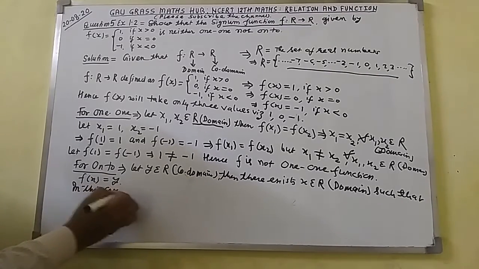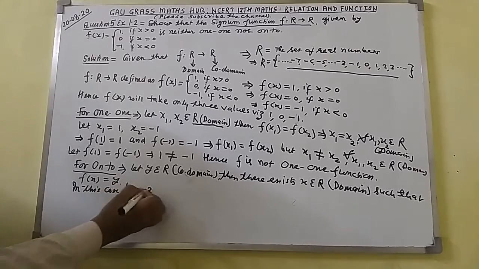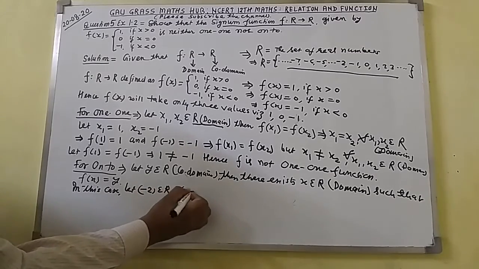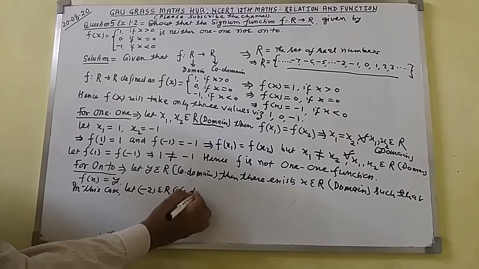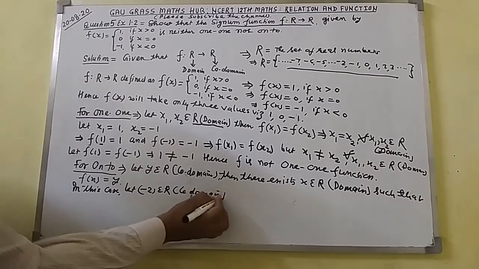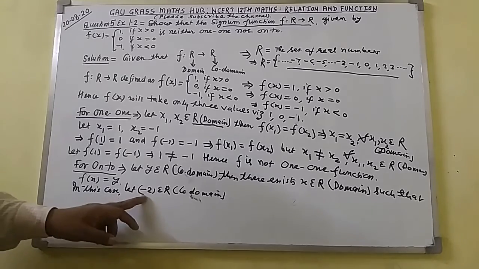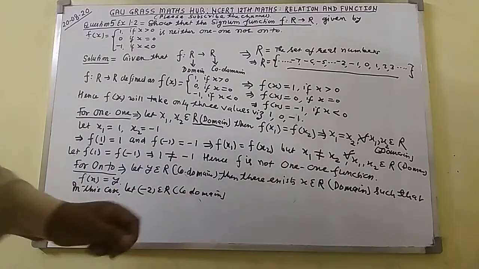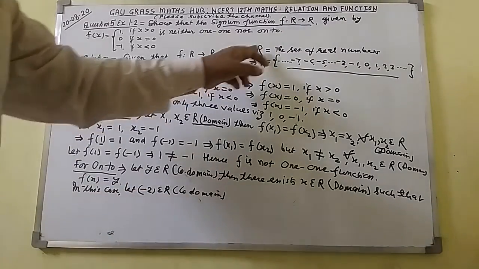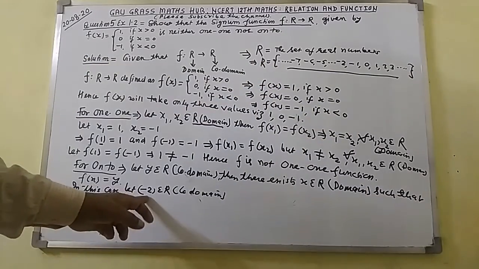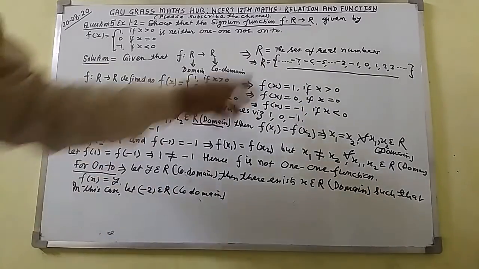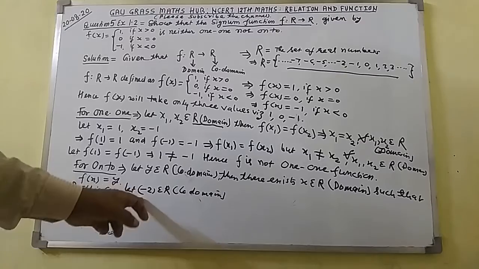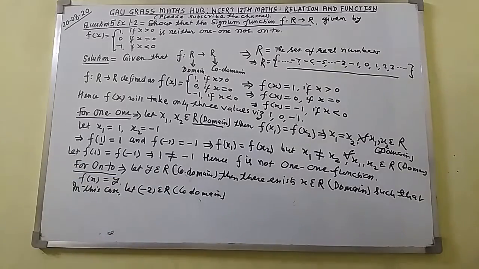In this case, let -2 belong to capital R codomain. Here I have let minus 2 belong to capital R codomain. So here you can see minus 2 belongs to capital R codomain. So capital R is the set of real numbers. Minus 2 is an element of capital R, the codomain.